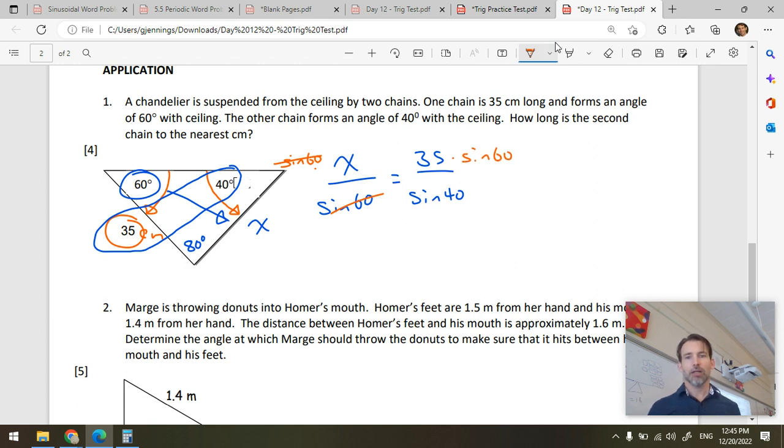Sine 60. Okay, now let's punch that. You could write another line at this point, but that's your expression. That's what you're going to use to find x. So let's just punch it.